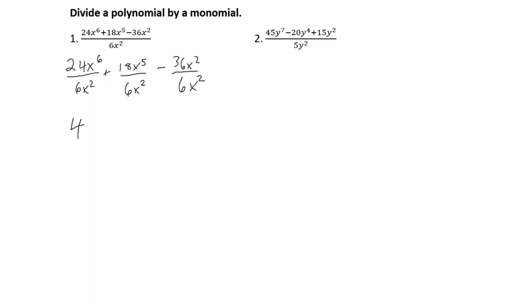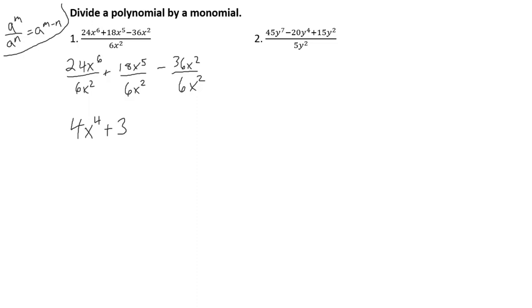x to the 6 divided by x squared. We can use the rule a to the m divided by a to the n is equal to a to the m minus n as a general rule. And so 6 minus 2, or if there's 6 on top and 2 on bottom, 2 get canceled out, and you're left with x to the 4th. Bring down your sign. 18 divided by 6 is 3.